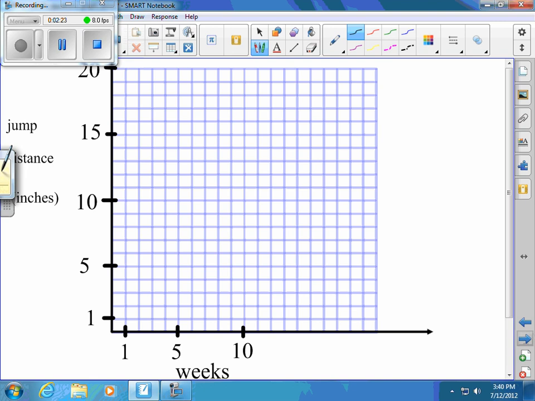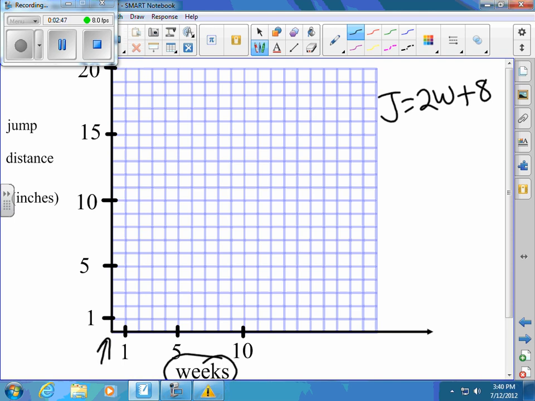Let's graph that. My jump distance equals 2 inches times the number of weeks plus 8. Let's use the horizontal axis for the number of weeks. And with no practice, that would be 0 weeks. I can jump 8 inches. So my vertical axis is the jump distance.